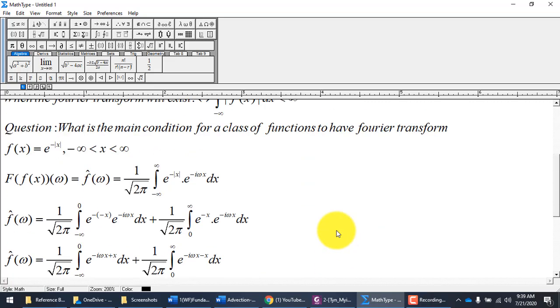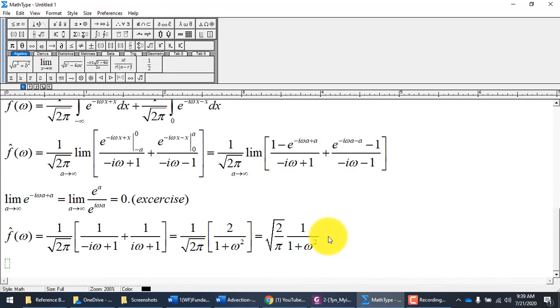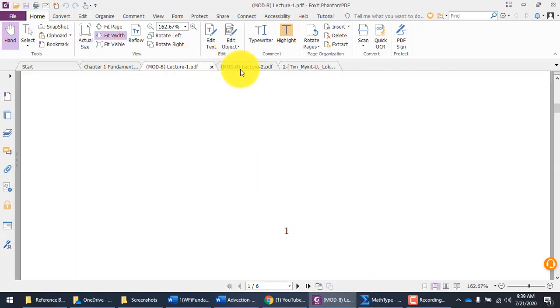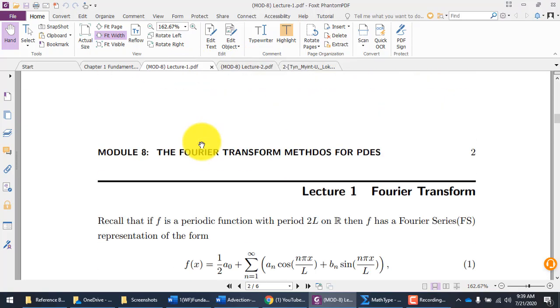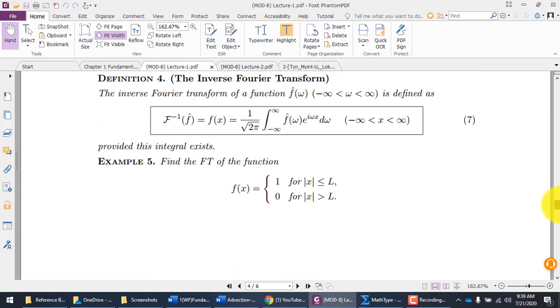So this is the method that you should understand for how to apply the Fourier transform. More than this, I have also said to you that please understand the definition, and there is the inverse Fourier transform as well. So what is the inverse Fourier transform?